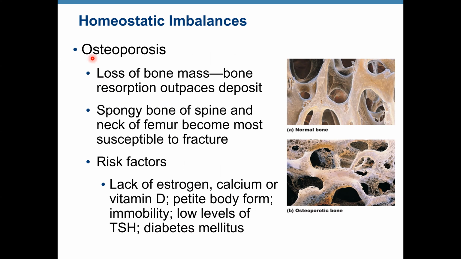Another condition shown here is osteoporosis. Osteoporosis is loss of bone mass, and bone resorption outpaces deposit. So you destroy your bones faster than you deposit new bone. Here you can see normal spongy bone, and this is osteoporotic bone.